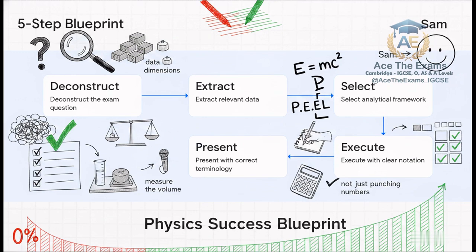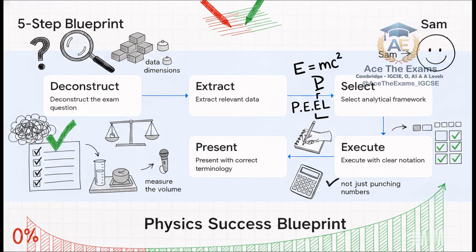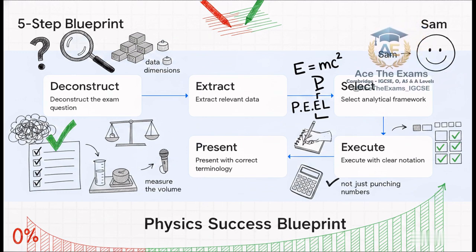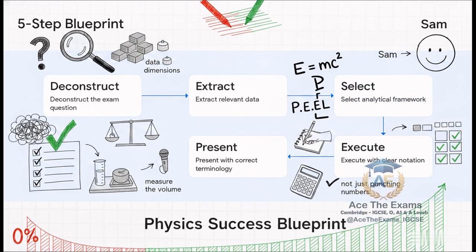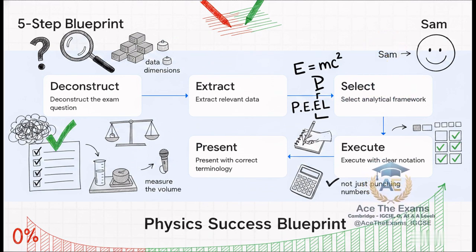All right, let's get back to the matrix. This slide brilliantly illustrates the exact step-by-step procedural framework you must use when tackling any complex density problem from past papers. This is your physics success blueprint. Let's actively apply these 5 steps to transform how our rushing student Sam approaches a question.